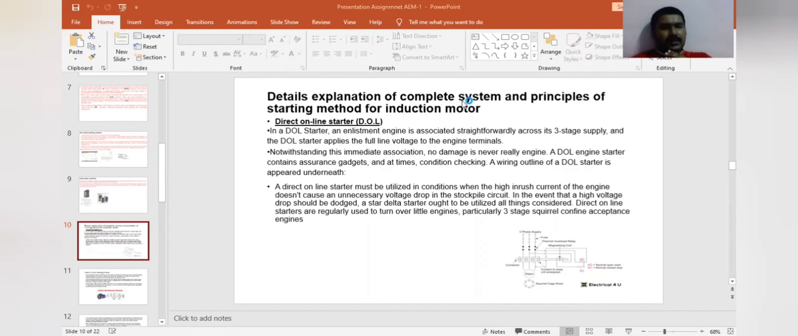If a high voltage drop should be avoided, a star delta starter is to be used. Direct online starters are regularly used to start smaller motors, especially three-phase squirrel cage induction motors.